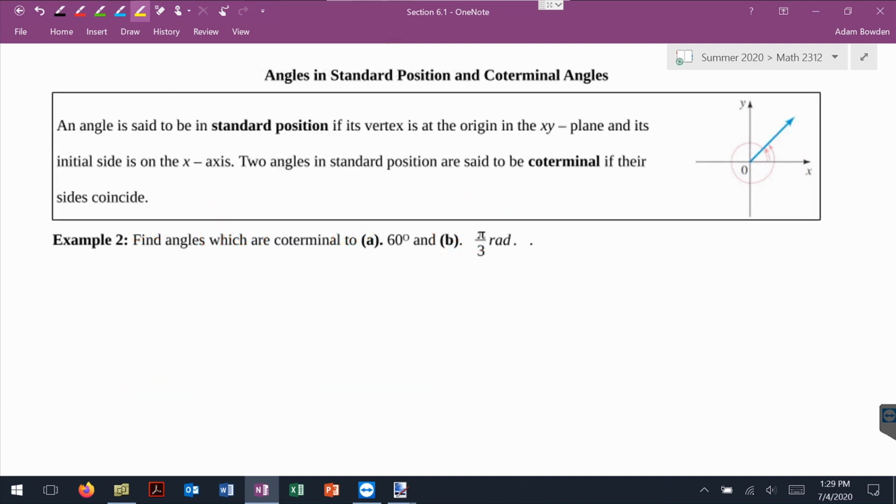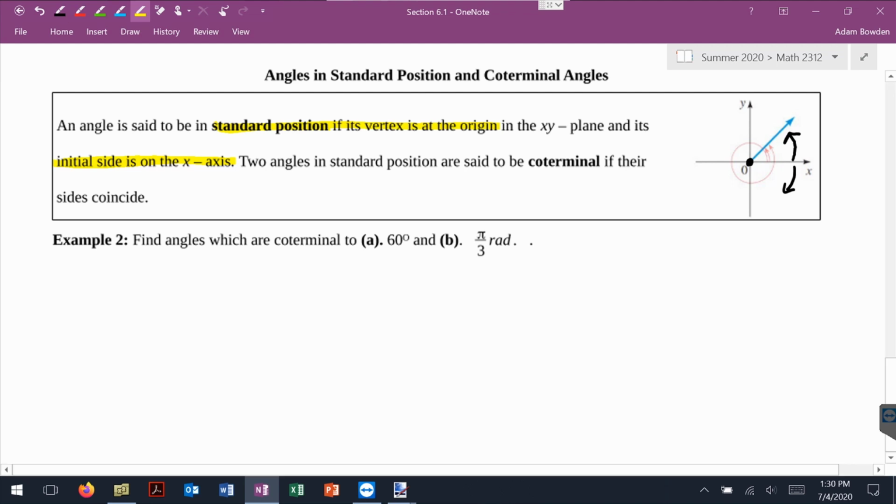Now we're going to talk about angles in standard position and coterminal angles. We say that an angle is in standard position if its vertex is at the origin and its initial side is on the x-axis. In other words, we're starting our angle from the x-axis and rotating in a clockwise or counterclockwise direction, and our vertex is right at the origin. So if we put our angle like this, it's called standard position.